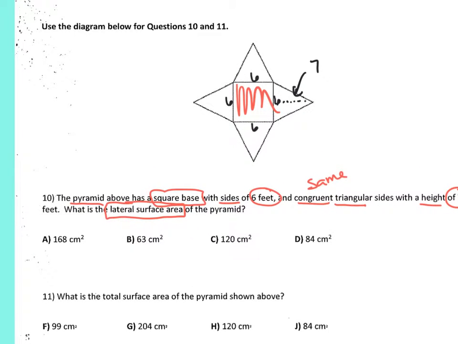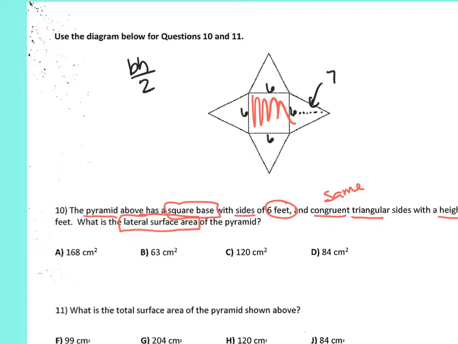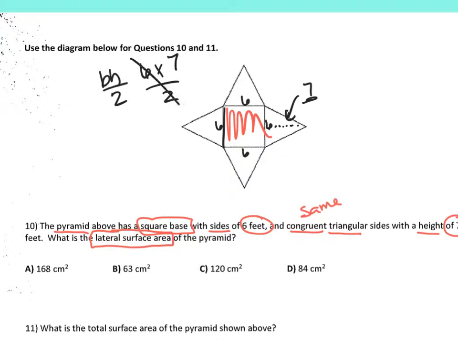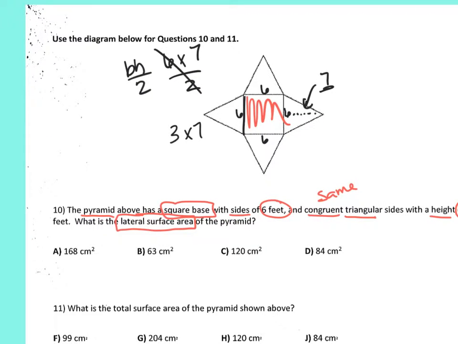Okay, so what formula are we supposed to use when we're finding area? Base times height, divided by 2. Okay, so the base of the triangle, which was 6, times the height of the triangle, which was 7, divided by 2. And if you can see it, you can divide first before you get to the end. So 6 divided by 2 would be 3. So just 3 times 7. 21.